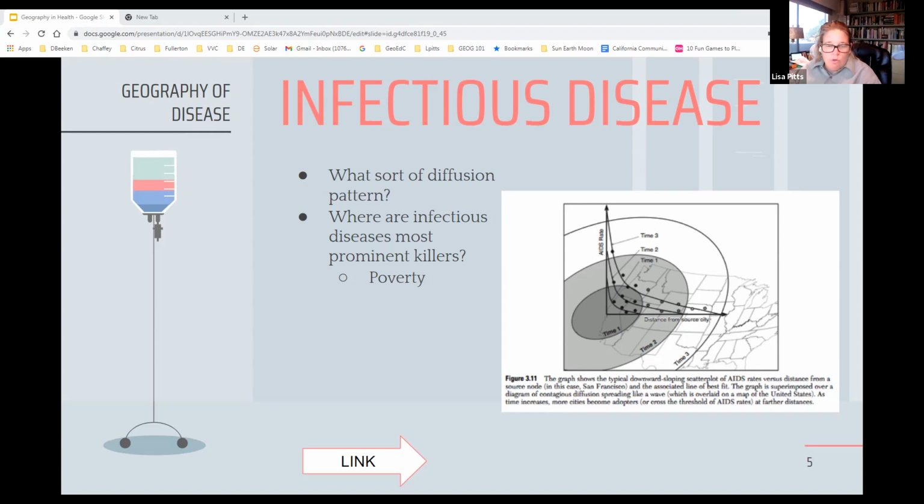There's a really cool article in the British Geographer that talks about the spread of disease and its management. And when you get the slides, you can click on the link. When we deal with infectious disease, the number one, most prominent thing that's going to impact the spread of that is going to be poverty based.